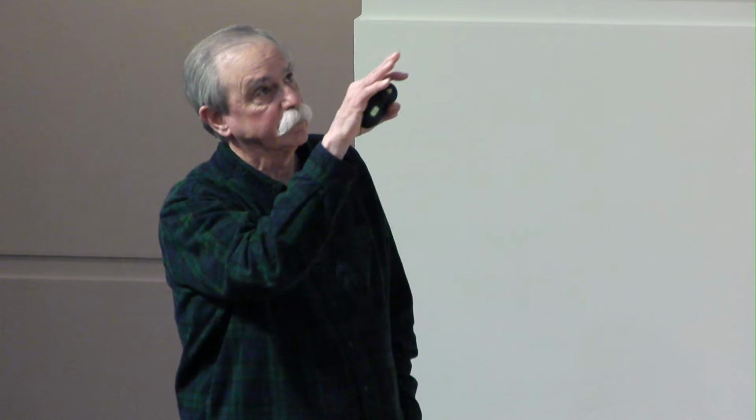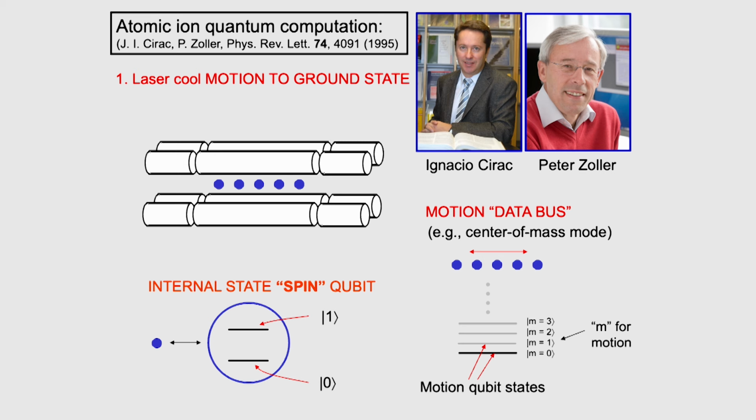In general, on the lower left, each one of those blue dots, the qubit, will be in some superposition of the zero and one states. The basic idea of their scheme is the following. From this five qubit example, the first step is to cool all ions to the motional ground state. For each mode on the lower right there, you see we've put all the modes into the m equals zero state, ideally.